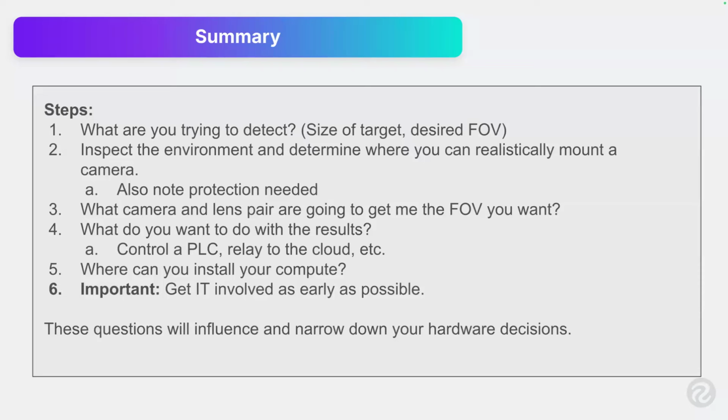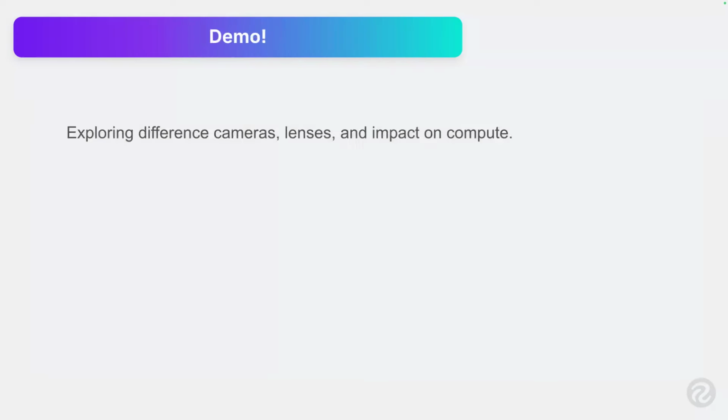And then important, I stress this all the time: get IT involved as early as possible. IT needs to be involved when you're installing cameras, and those frames need to be routed to your server room, that sort of thing. So the earlier you get them involved, the smoother the process is going to go. You don't want a surprise when you're like, all right, I'm ready to go into production, and IT goes, nope, we haven't been involved in any of this. So get them involved as early as possible. All of these will influence and narrow down your hardware decisions.